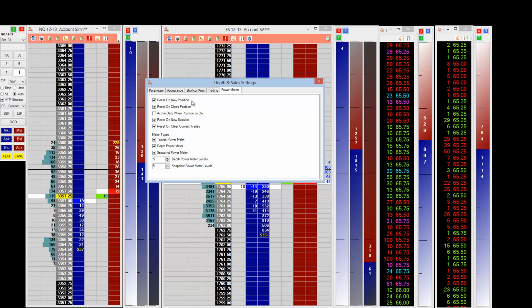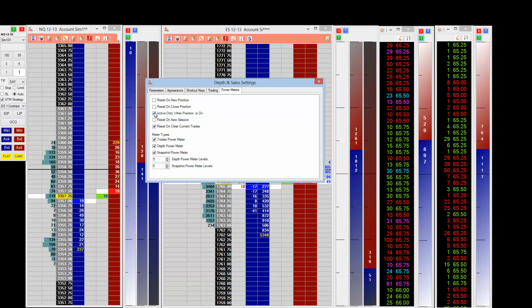So the first setting, reset on new position, will cause the leftmost strength meter to reset on a new position. So if I put an order in and it gets filled, that leftmost strength meter will reset. The other meters won't reset because it'd be kind of pointless. They're just showing bids and offers and pulling and stacking. There's nothing really to reset. It's not cumulative. So reset on new position, reset on closed position.